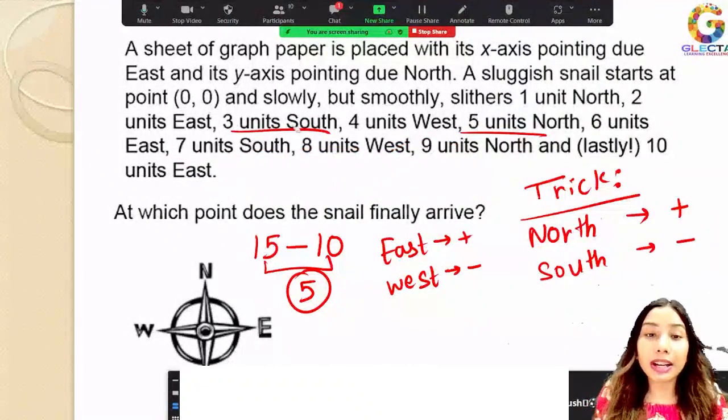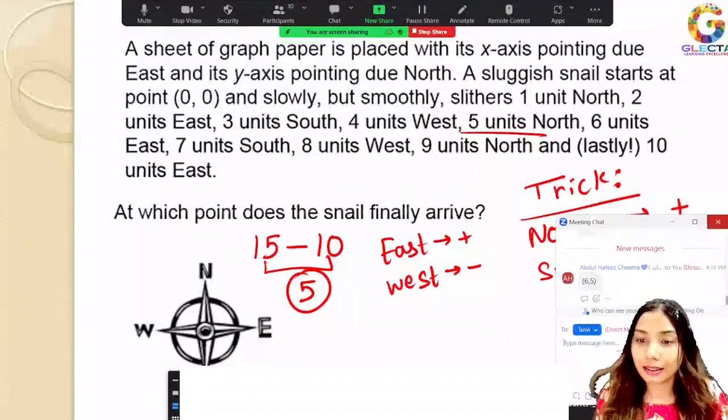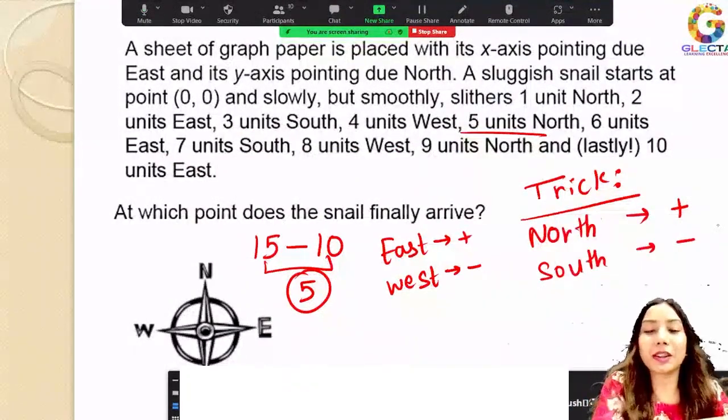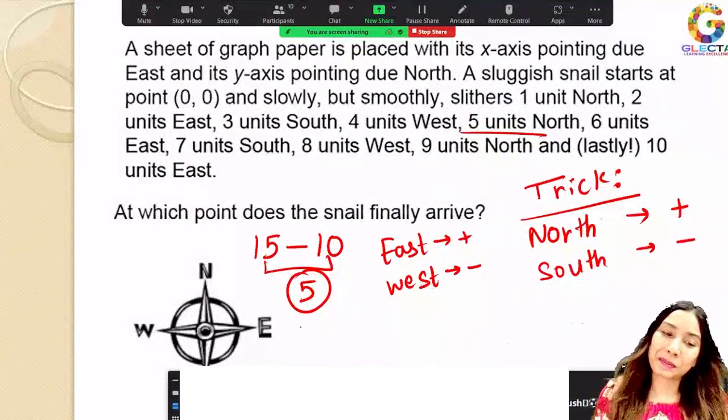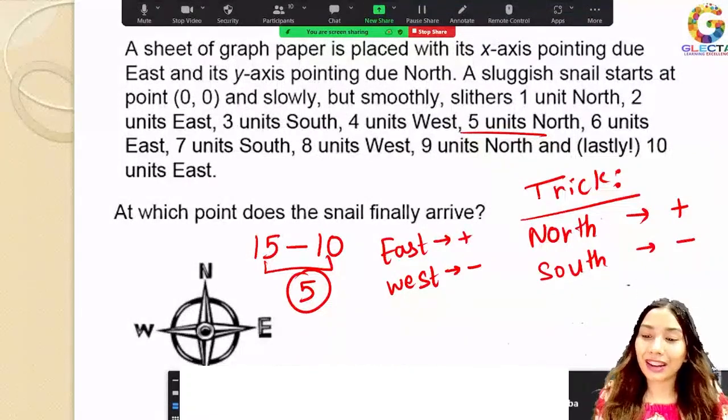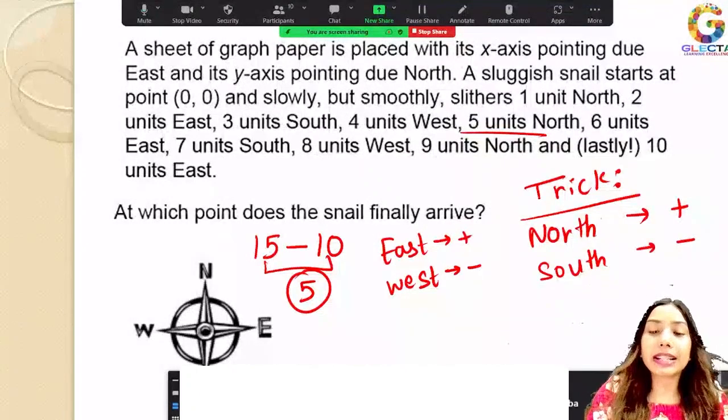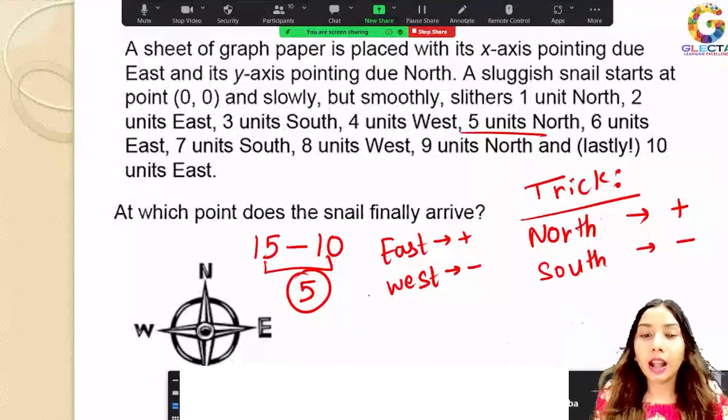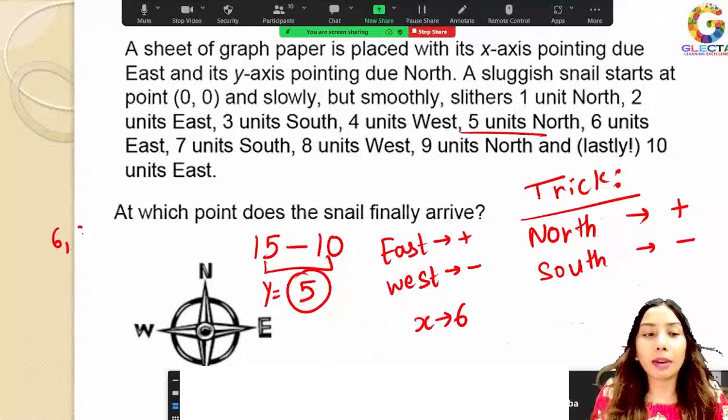So what would be the coordinate? Abdul Hafiz got the answer. Because x comes first and y comes later. So on the x-axis, you are getting 6, and on the y-axis, you are getting 5. So it's 6, 5.